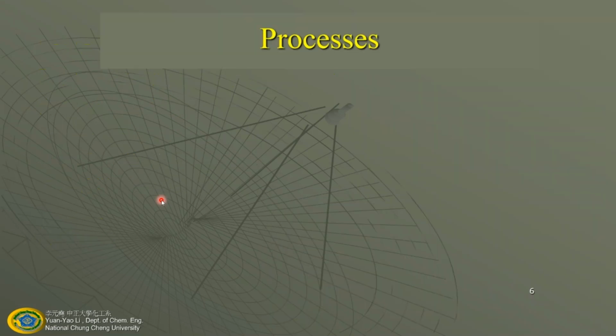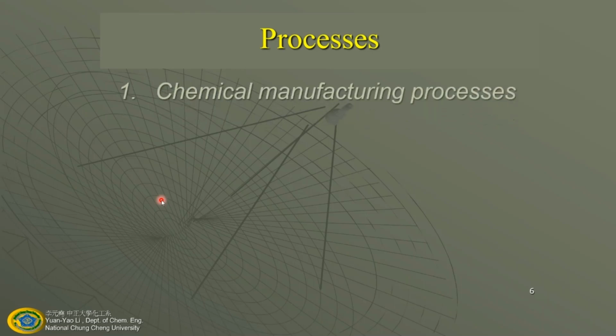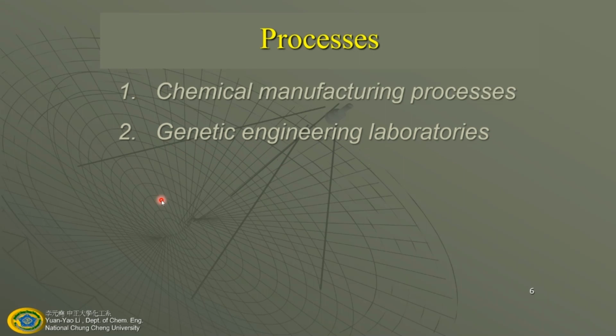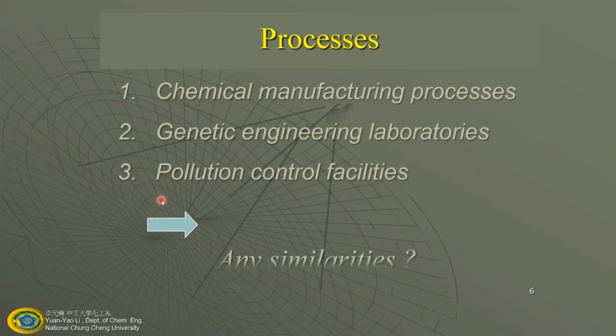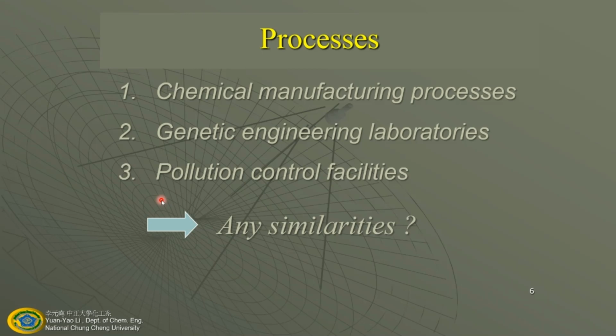So the process becomes processes. As I just mentioned, these are all chemical manufacturing processes. Or you can go through the genetic engineering laboratories. There are many processes. And also pollution control facilities. So any similarity? Yes, they do. They all run processes. One process, two processes, three processes become a production line, right?